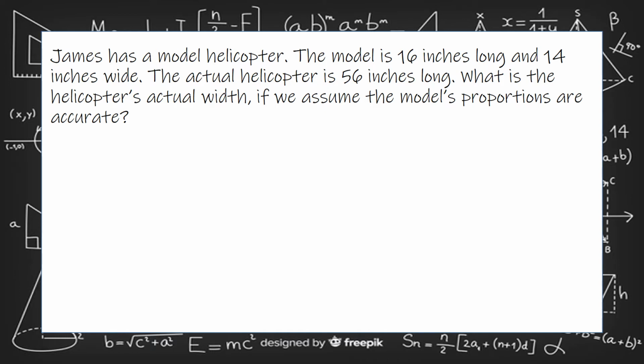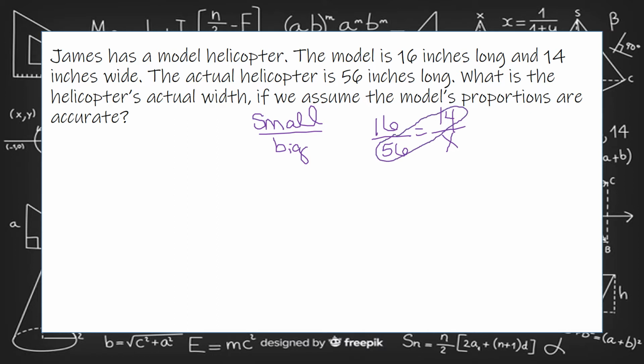James had a model helicopter. The model is 16 inches long and 14 inches wide. The actual helicopter is 56 inches long. What is the helicopter's actual width if we assume the model's proportions are accurate? So I'm going to put the small on top over the big. I've got 16 inches long and the big one is 56 inches long. We know the model is 14 inches wide, but we don't know how wide the actual one is. So we're going to use this proportion and do cross multiplication.